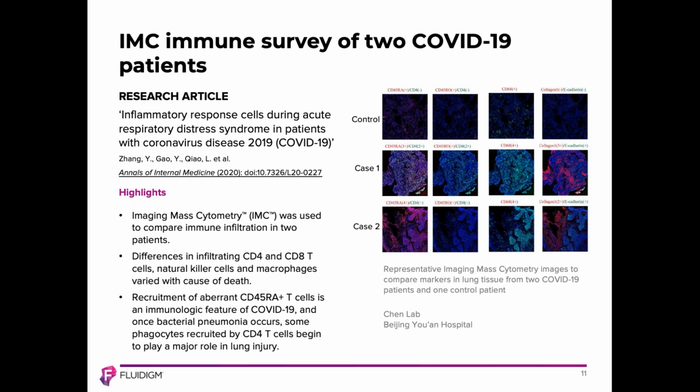Recruitment of aberrant CD45RA positive T cells is an immunologic feature of COVID-19. Once bacterial pneumonia occurs, some phagocytes recruited by CD4 T cells begin to play a significant role in lung injury.